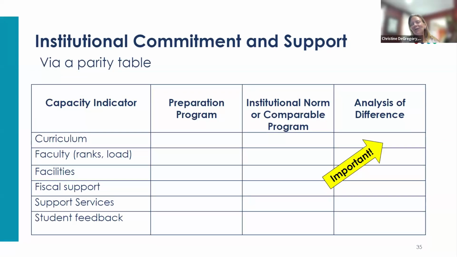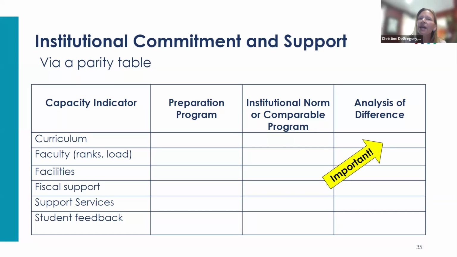All right. Oh, institutional commitment and support via the parity table. This is fun. I know you're excited about this one. This is where we ask you to make the case that, yes, we have the resources we need to continue on, or we could use some more resources. And this is a delicate subject, I know, right? Everybody could always use some more. But the point here is, do you have what you need?